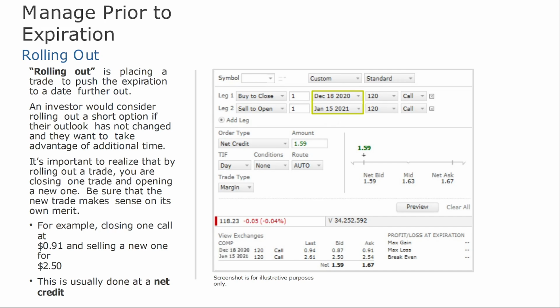An investor would consider rolling out the short options if their outlook has not changed and they want to take advantage of additional time. It's also important to realize that by rolling out a trade, you are closing one trade and opening a new one, so be sure that it makes sense before doing it.